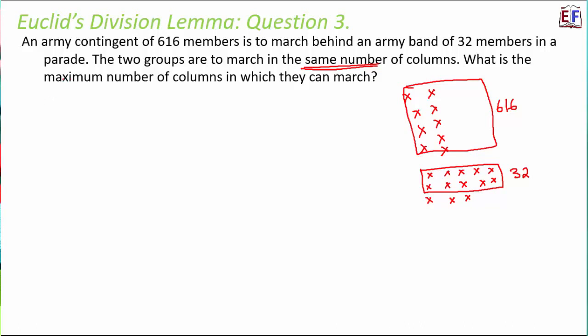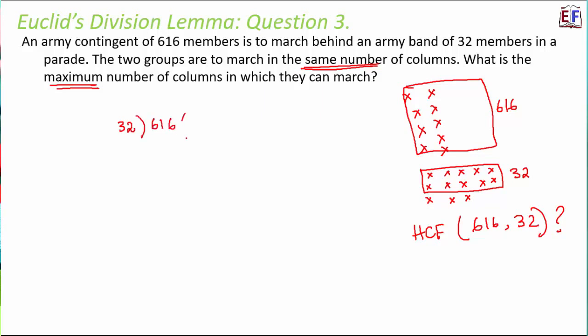The question also says that we need to find out the maximum number of columns. That means this common factor also has to be the highest value. So that means what we are looking for is the highest common factor of 616 and 32. That is what we need to calculate. So the trickiest part of this question was to understand and interpret the question, that what exactly do we need to find, right? Now once you know that, I think it's pretty easy to find out the HCF. So we can follow the division method.